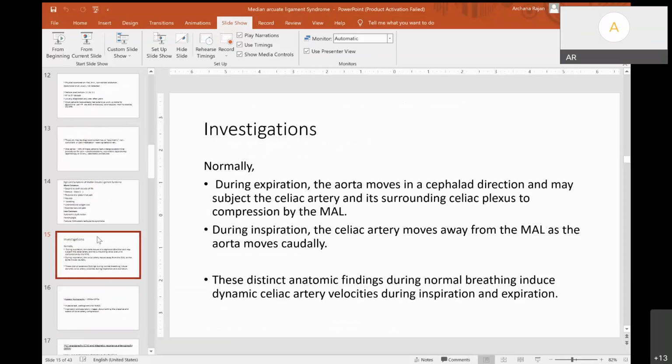So coming to the investigations, before that I will just explain that normally during expiration, the aorta moves in a cephalad, upward direction and may subject the celiac artery and its surrounding celiac plexus to get compressed by the median arcuate ligament. During inspiration, the celiac artery moves away from the median arcuate ligament, as the aorta moves caudally. These distinct anatomic findings during normal breathing induce dynamic celiac artery velocities during inspiration and expiration. That is, there will be a change in velocity during inspiration and expiration in the celiac artery.